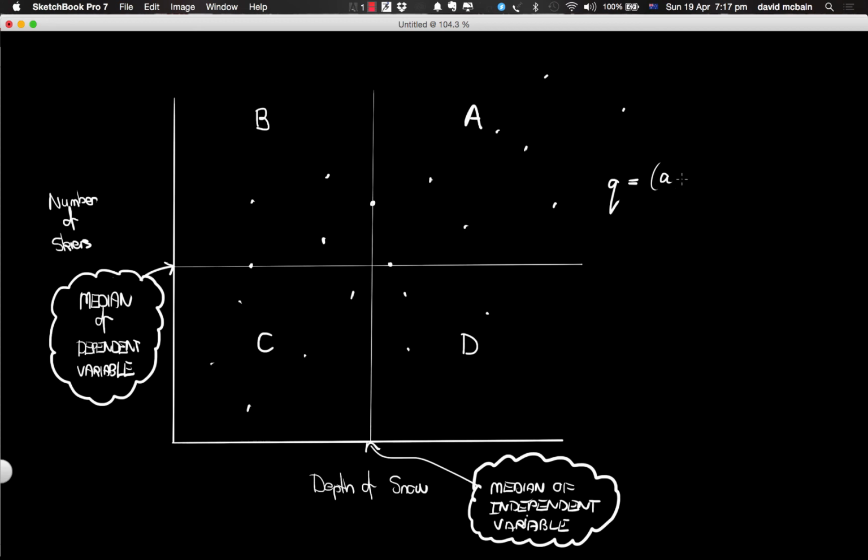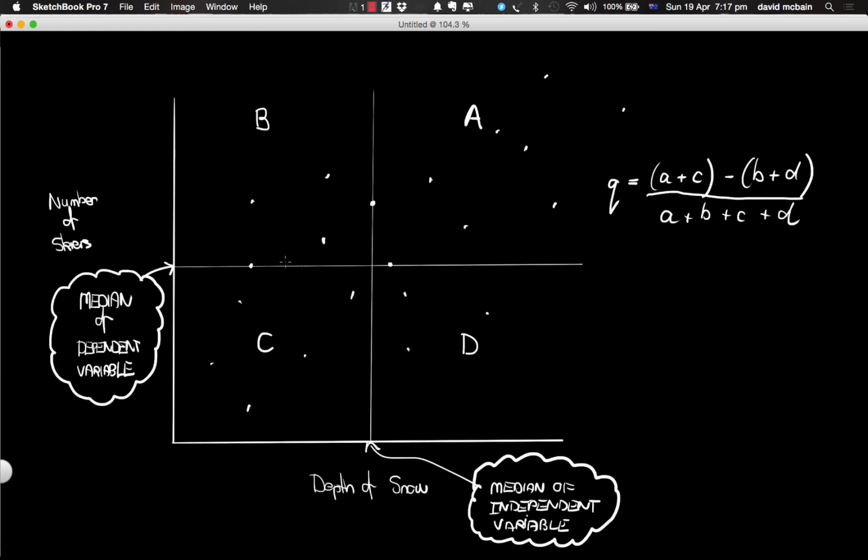Q equals (A plus C) minus (B plus D) over A plus B plus C plus D. Now, what do the A, B, C, and D stand for? They are simply the number of data points in each of those quadrants. So all we need to do is count how many of the data points are in each of the quadrants, plug them into the appropriate letter here, calculate this, and that will give us our Q value.